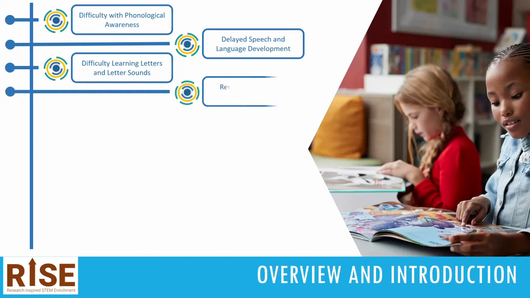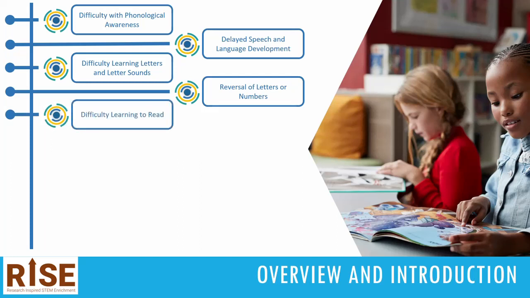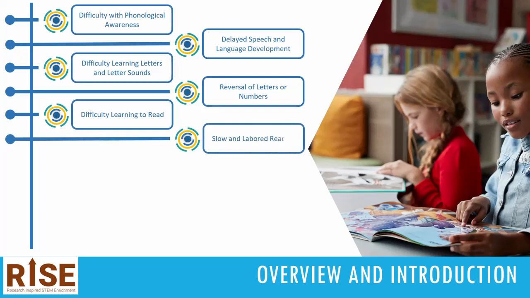Reversal of letters or numbers. Frequently reversing or confusing letters and numbers, such as writing B instead of D or 6 instead of 9. Difficulty learning to read. Struggles with decoding words, recognizing sight words, and achieving reading milestones. Slow and labored reading. Reading at a slower pace than peers, with difficulties in fluency and accuracy. Poor spelling. Makes frequent spelling errors, and spelling ability does not match age or grade level.